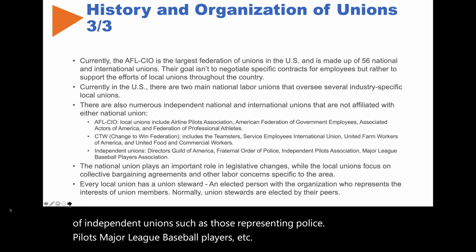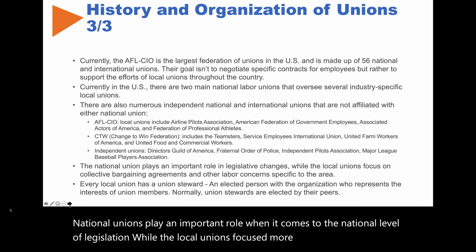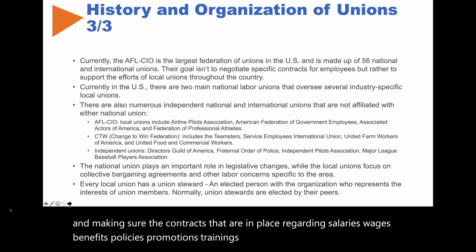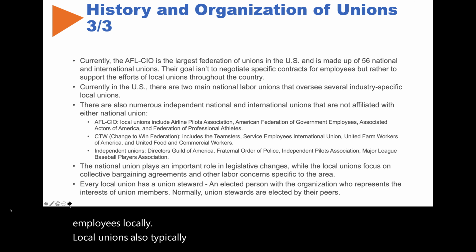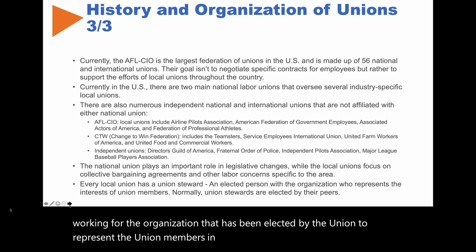National unions play an important role when it comes to the national level of legislation, while the local unions focus more on collective bargaining and making sure the contracts that are in place regarding salaries, wages, benefits, policies, promotions, trainings, etc. are negotiated on behalf of employees locally. Local unions also typically have a union steward, and this is a person working for the organization that has been elected by the union to represent the union members in that organization.